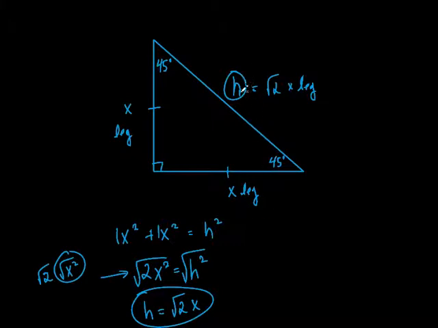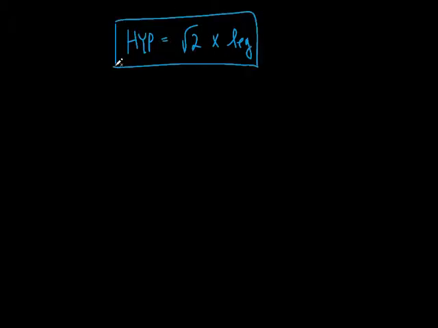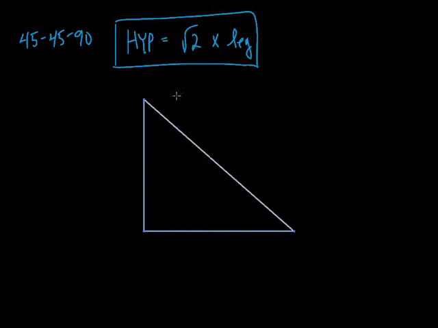So let's take a look at this. The hypotenuse is the square root of 2 times one of the legs. That's really, really important. Let's write that down, in fact. The hypotenuse equals the square root of 2 times one of the legs. Now, when is this true? This is only true when you have what kind of a triangle? Not just any right triangle. A 45, 45, 90 triangle. When you have a 45, 45, 90 triangle, the hypotenuse is always the square root of 2 times one of the legs.